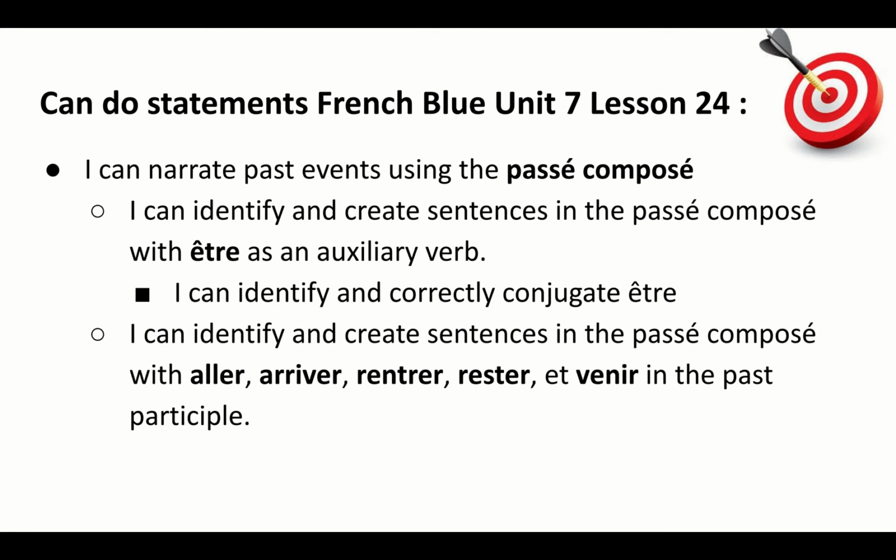Nous sommes dans unité 7, leçon 24 et voilà les objectifs pour ce chapitre. I can narrate past events using the passé composé. I can identify and create sentences in the passé composé with être as an auxiliary verb. I can identify and correctly conjugate être. I can identify and create sentences in the passé composé with aller, arriver, rentrer, rester, et venir in the past participle.